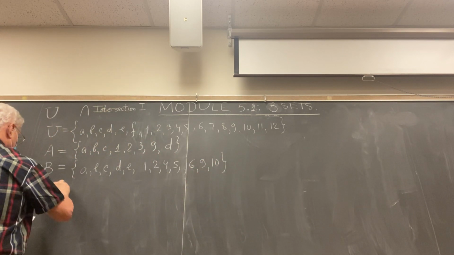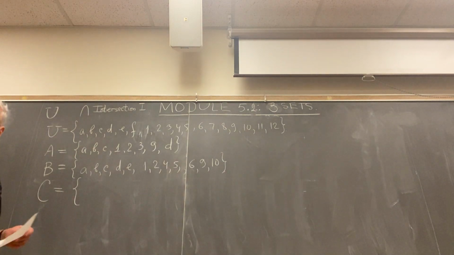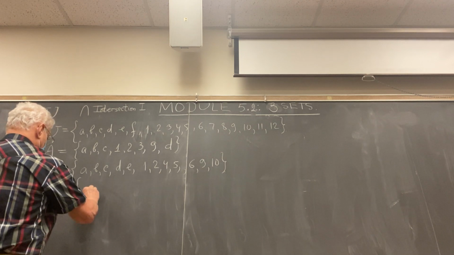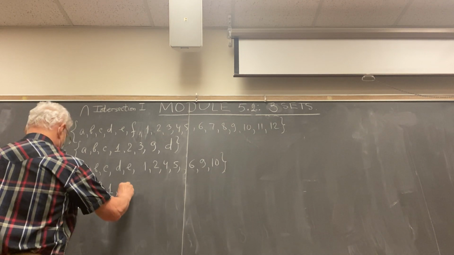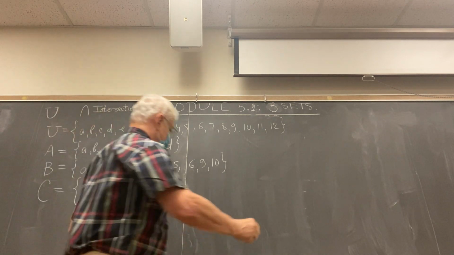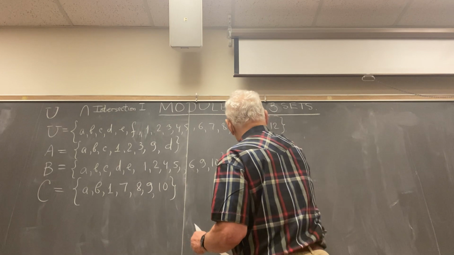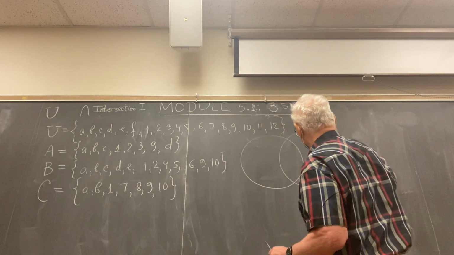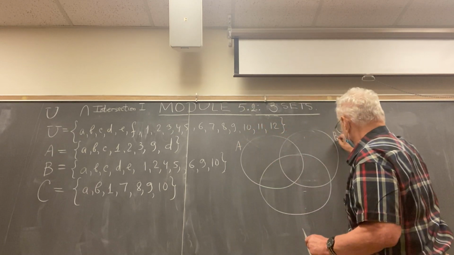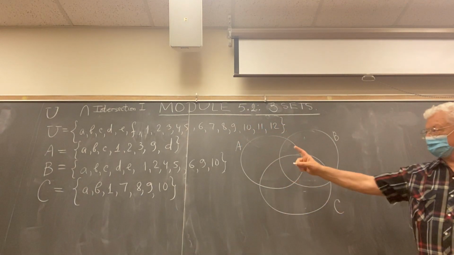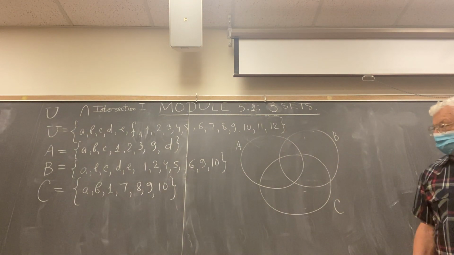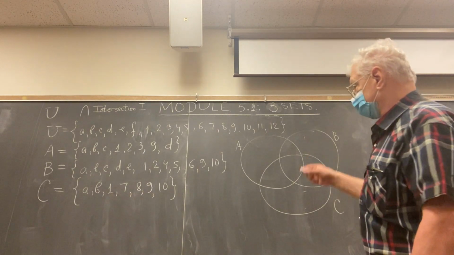And finally C, you see much more different combinations could happen. So A, B, 1, 7, 8, 9, 10. And I draw 3 circles. Call them A, B, C. Please write down all the time in that way. A on the left side, B on the right, and C is below. So, what do we do? How to put these elements?